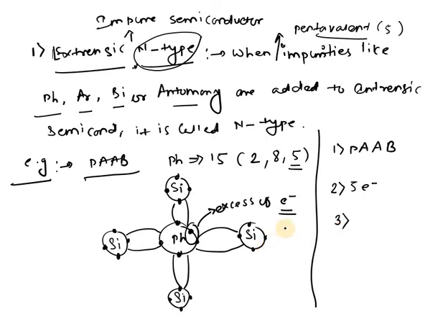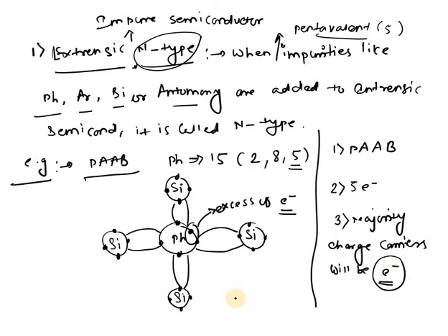Third, majority charge carriers. Now, if you see it here, we have excess of electron. Therefore, majority charge carriers will be the electron. Okay, so one more question is that: what are the majority charge carriers in extrinsic N type? What are they? They are going to be the electron.